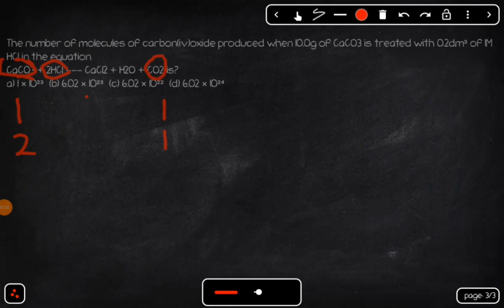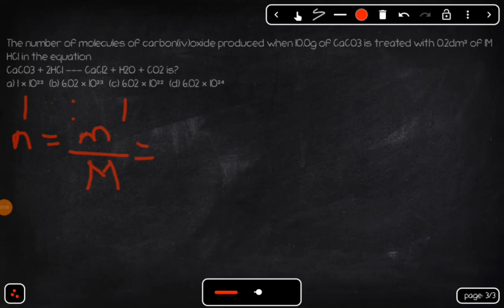So now, getting back to the CO2. Good. So the number of moles of CaCO3 here will give us the same number of moles of what? Of CO2. Now, don't forget that number of moles is equal to mass over molar mass. Mass over molar mass. Now, what was our mass? The mass of CaCO3 they give us in this equation is 10 grams. So it will be 10 over the molar mass of CaCO3, that's calcium carbonate.